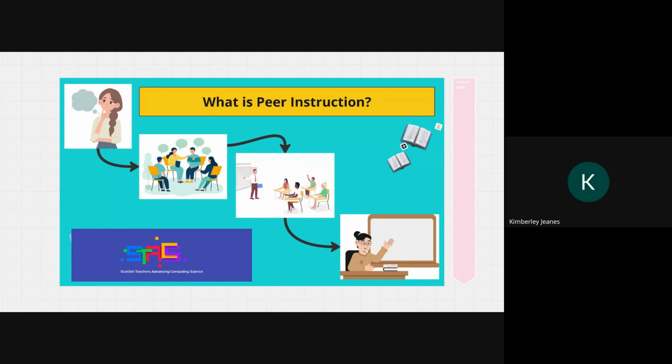Peer instruction is a pedagogical technique which was developed in physics years ago, but has since had considerable success in computer science. Essentially what happens is you have a multiple choice question, it's posed to a group or a class, and the pupils are asked to solo vote first on what they think is the correct answer. And this can be done in a number of different ways.